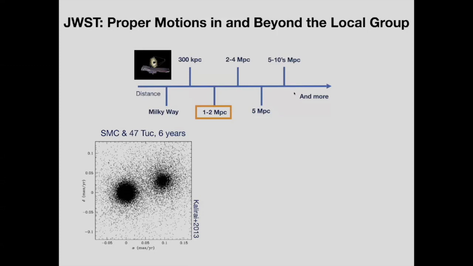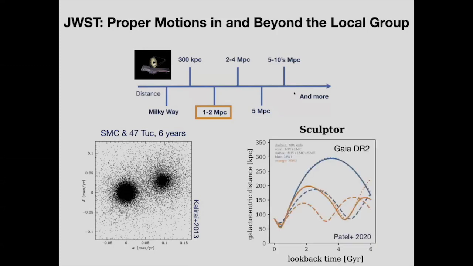What you can do with this is pretty incredible. What I'm showing on the right here is an example of Gaia proper motions combined with line of sight spectral velocities and a distance to the Milky Way satellite galaxy Sculptor. And this is a model of the orbits from Ekta Patel's recent paper, just showing how close Sculptor has gotten and how its orbits change as a function of time, based on various assumptions about the mass of the Milky Way and whether you include the LMC and SMC. The orbits are really tightly constrained because Gaia has excellent proper motions.